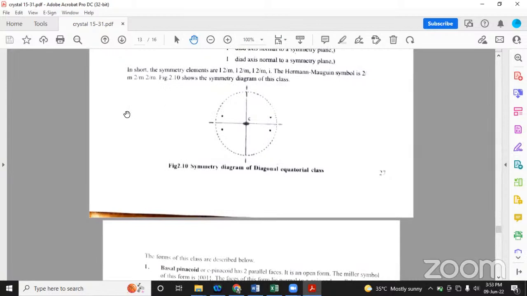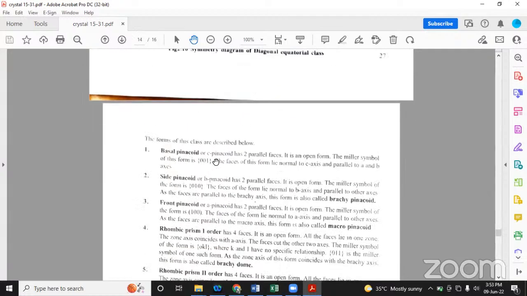The Hermann-Mauguin symbol is 2/m 2/m 2/m, mentioned here, which shows a symmetry diagram of the class. Coming to the basal pinacoid, forms are present. The forms of the classes are described below.